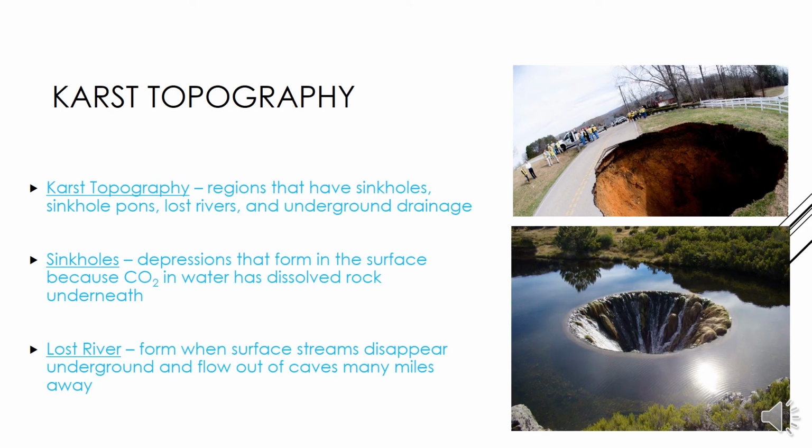Karst topography. This is any region that has sinkholes, ponds, lost rivers, and underground drainage. Sinkholes are depressions that form in the surface because carbon dioxide in the water has dissolved rock underneath. Both of these pictures on the right are examples of sinkholes. One's on land, one's in a pond. Lost rivers form when surface streams disappear underground and flow out of caves many miles away. The Lost River in southern Idaho is an example of this.